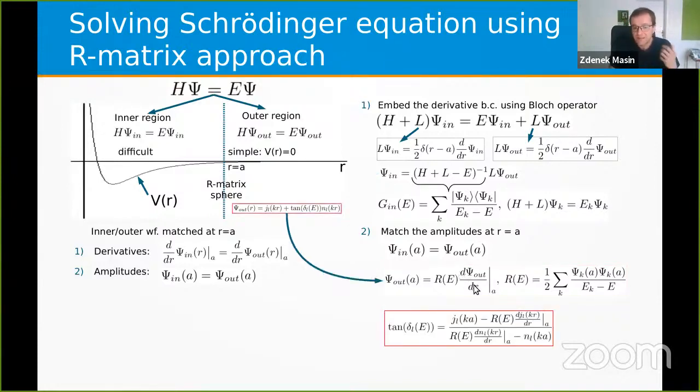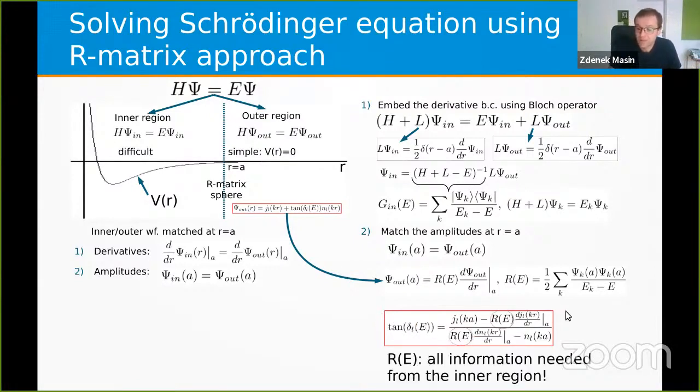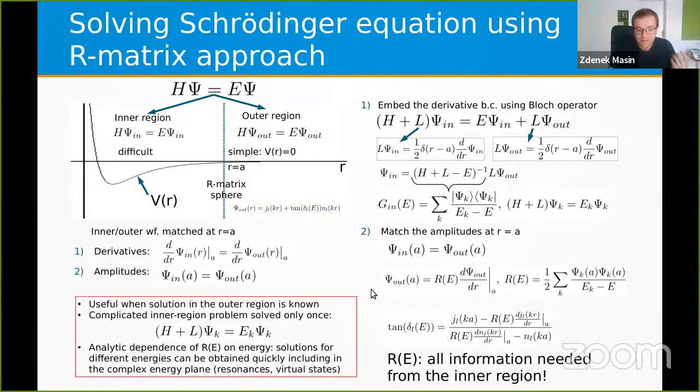So now that we have this, we can insert into this equation the known form of the outer region solution and express the unknown variable, which is the phase shift, basically, or the tangent of the phase shift. And we see that it's expressed in terms of the known outer region solutions and the so-called R matrix, which in this case is not a matrix because it's a single channel problem, so it's only a function, but it's a function of energy that contains all the information about the inner region. So just to summarize, the R matrix is useful when the solution in the outer region part of space is known.